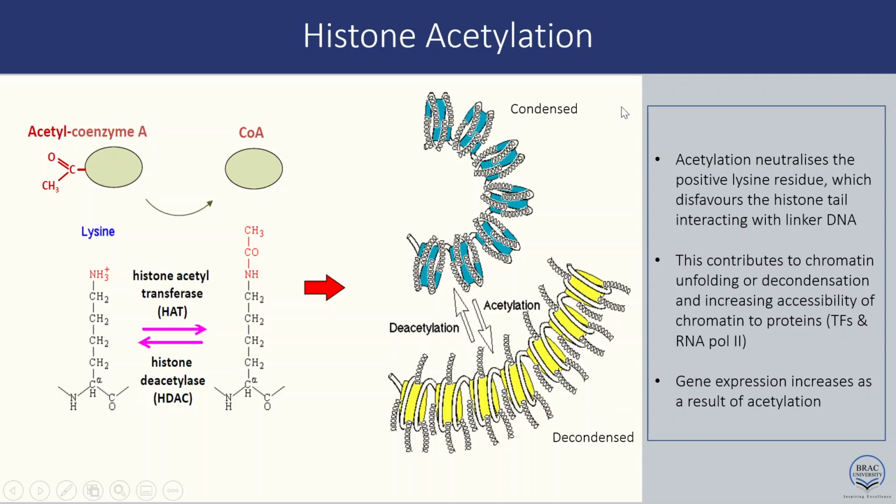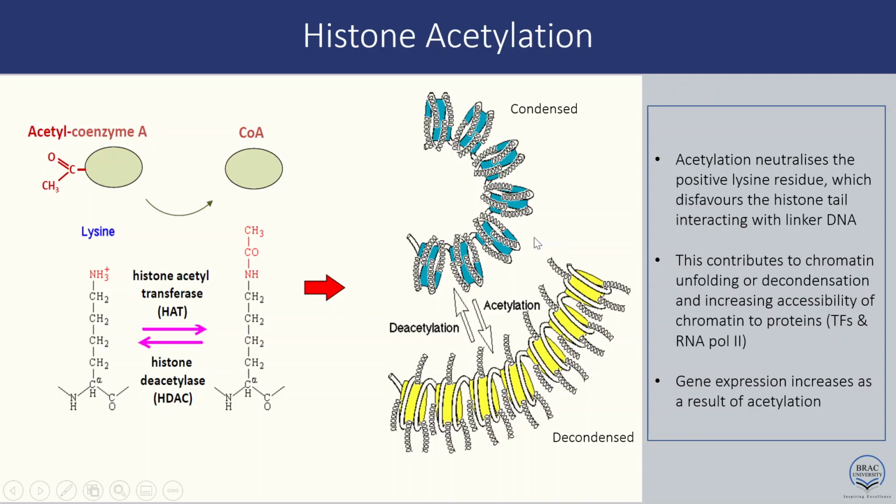Two enzymes are important for histone acetylation. One enzyme is HAT, histone acetyl transferase, and the other one is HDAC, histone deacetylase. HAT, from the name, transfers the acetyl group, and HDAC, the deacetylase, removes the acetyl group from histone.